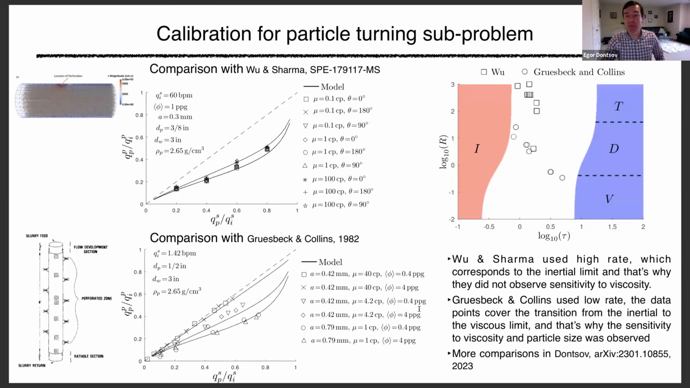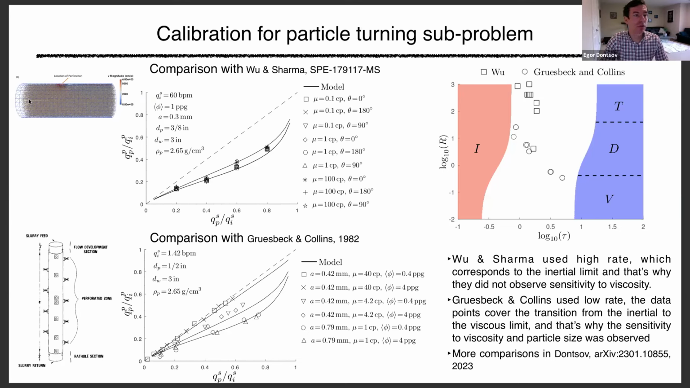And let me give you an example of why this is important. I know it might be a little hard to follow, there are a lot of parameters, but just let me give you an example. Here is an example of CFD simulations of the particle turning problem from Sharma. And what they show is that there is almost no sensitivity to viscosity. What we are plotting here, just to make sure you understand, is on the horizontal axis the ratio of slurry flow rate, S for slurry, through the perforation over the slurry flow rate at the inlet or upstream.